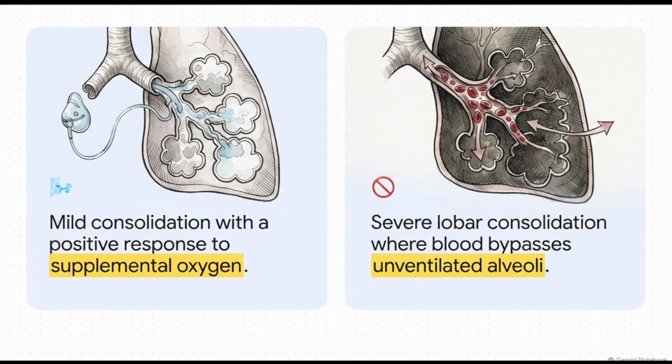But if the lobe is completely socked in with pus, no air is entering those alveoli at all. The blood just runs right past without picking up any oxygen whatsoever. This is called shunting. And tragically, in this case, giving them 100% oxygen just won't fix their oxygen levels because the oxygen physically cannot reach the blood.